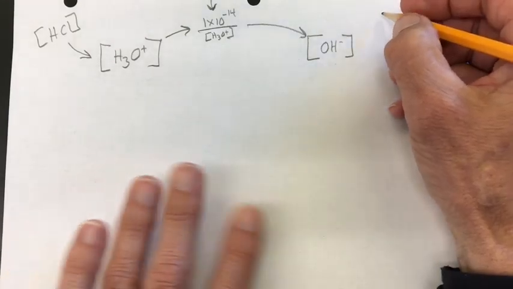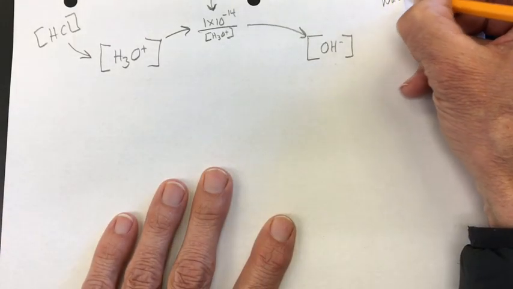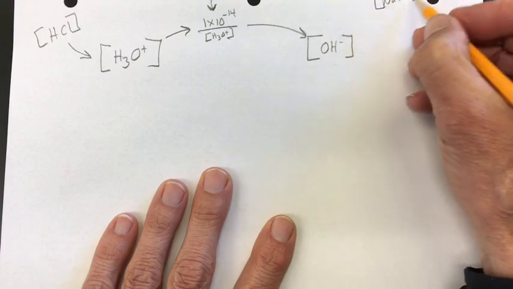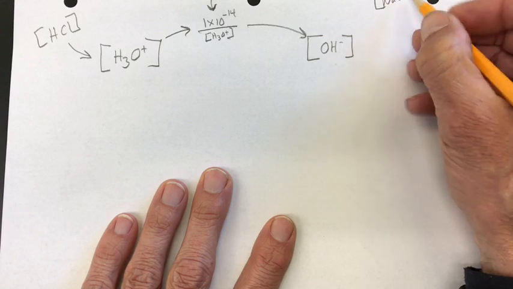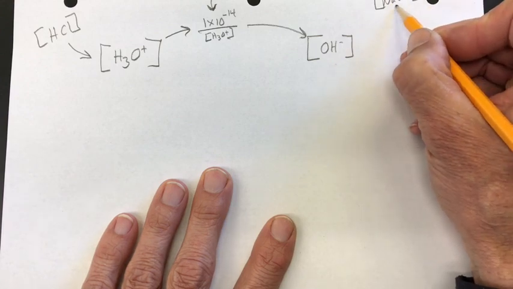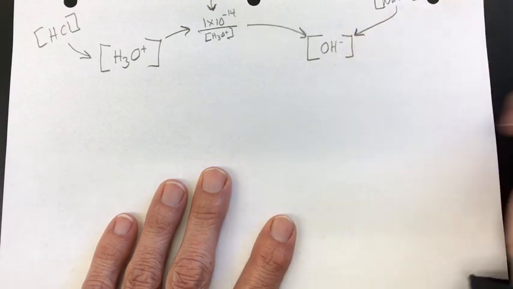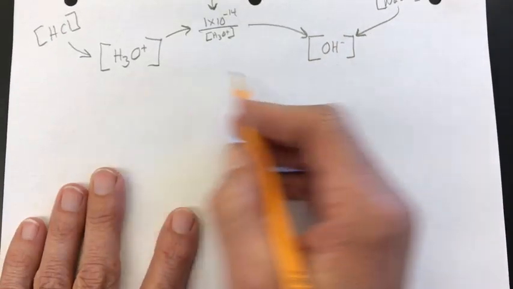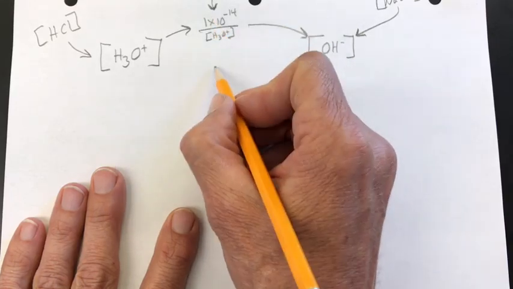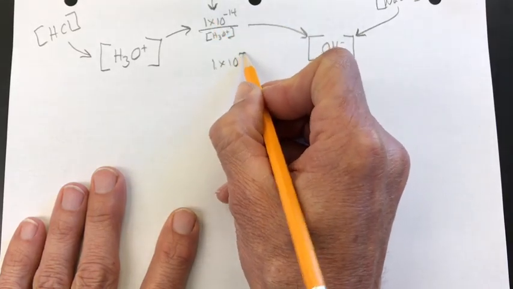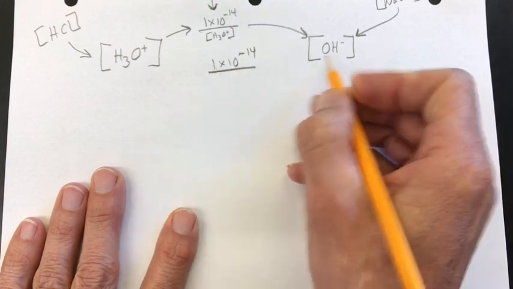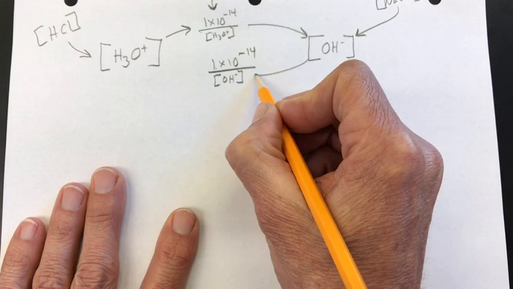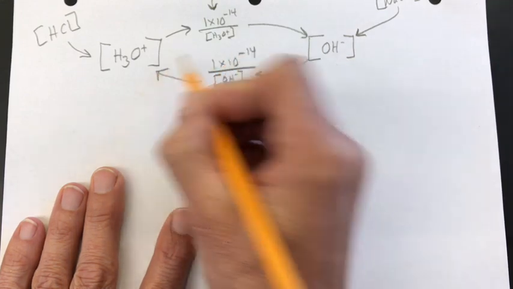Well, what would I do if I had some sodium hydroxide? If I know the concentration of that, since it's a strong base and completely forms ions, that concentration will be the same as the hydroxide ion concentration. What if I want to know the hydronium ion concentration then? Again, I take that same constant, Kw, and divide it by the concentration of the hydroxide ion. That's how I go from here to there.